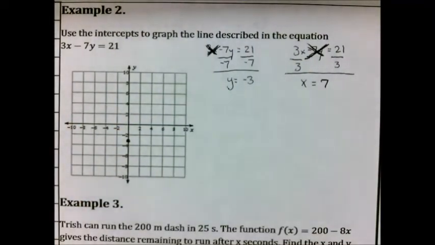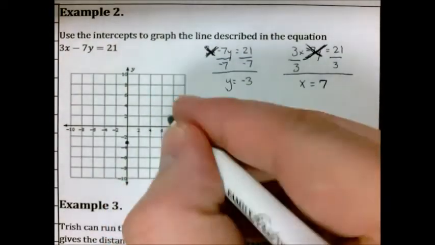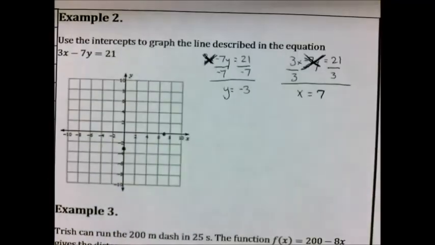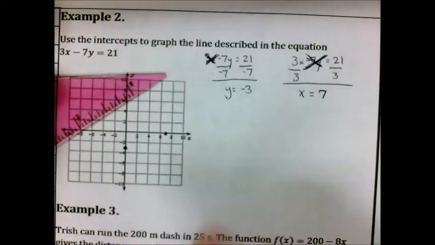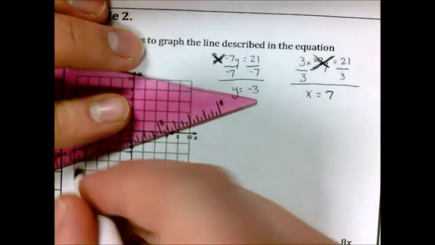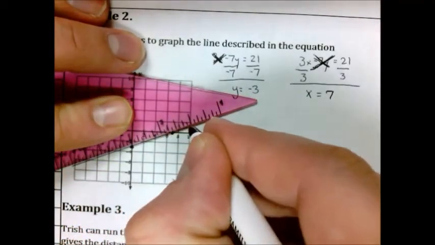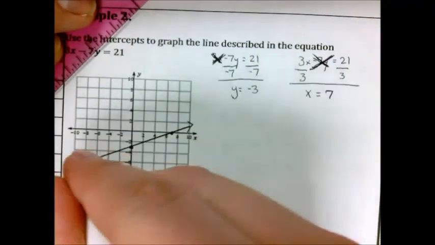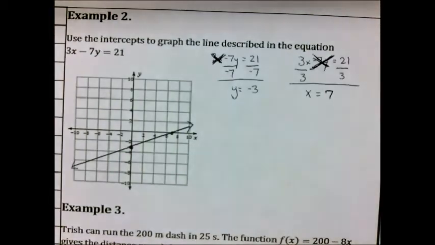Okay, and then our x-intercept is at 7. So we go over, here's our x-axis, 7 is right at this point here. We put 2 dots there, and then let's just connect the lines, okay? That's all we're going to do is just connect those lines and draw our graph like so. And we've now graphed using the intercepts. And that's all you have to do.